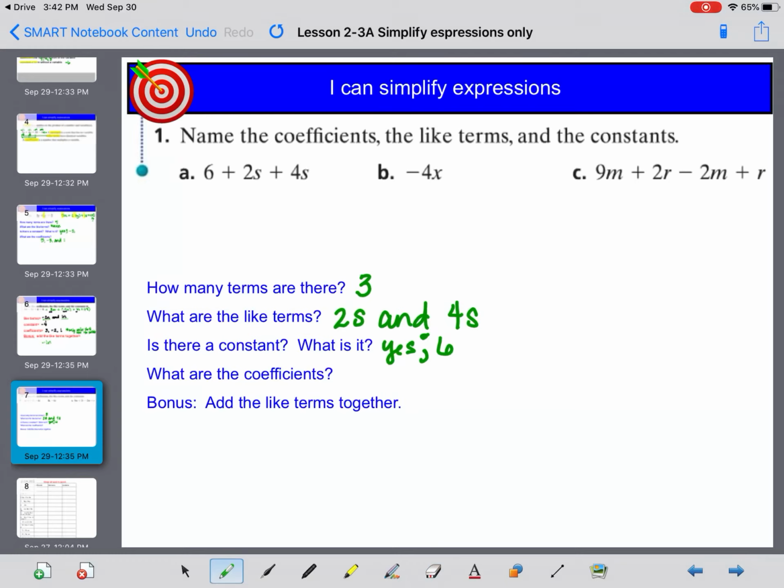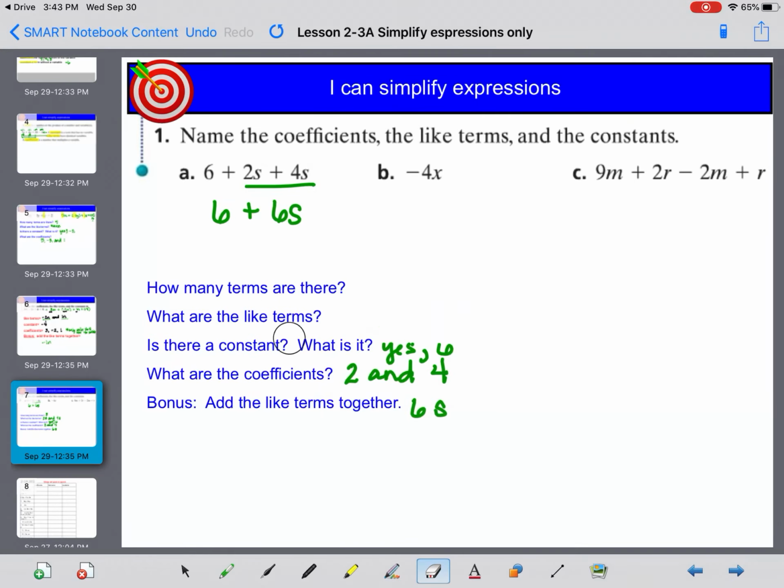What are my coefficients? The coefficients, if we look back at the definitions, are the numbers in front of the variable or being multiplied by the variable. So 2 and 4. Make sure you did not write the s. That would be wrong. And then bonus question, can you add the like terms together? What is 2s plus 4s? Well, that's 6s. All right, letter B. If you need to pause the video to get that written down, go ahead and do so. Otherwise, we're going to go on to the next one.